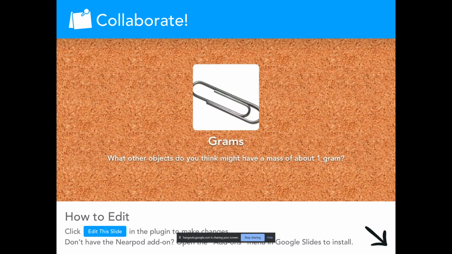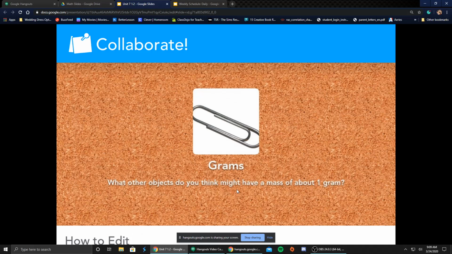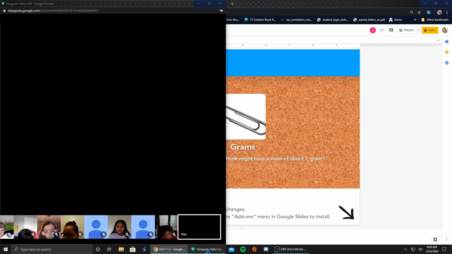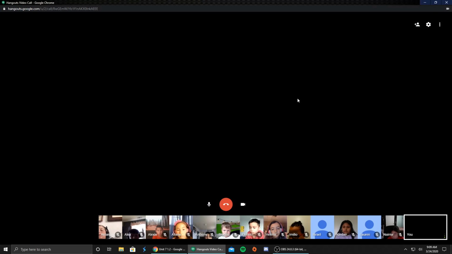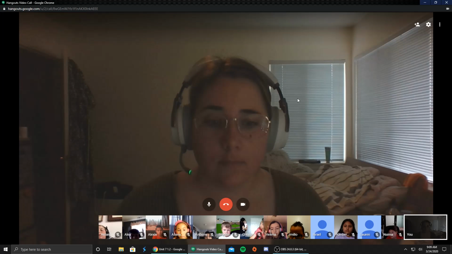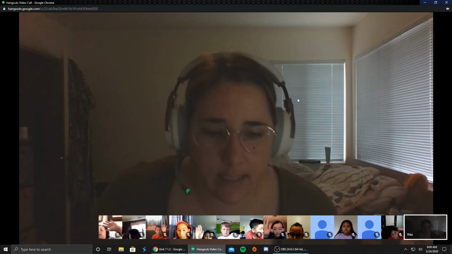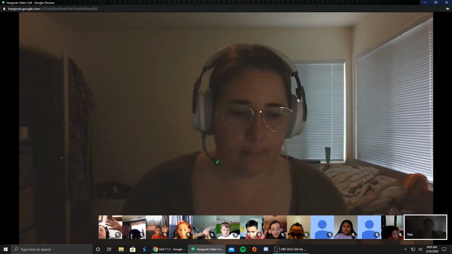Okay, so we don't have a collaboration board because I didn't put the Nearpod up there. But what I want you to do is I'm going to just get out of full screen mode, and I want to know if somebody would like to tell me what they think might weigh 1 gram. What do you guys think? What do you think might weigh 1 gram? If one paperclip weighs it. Helena, what else do you think might weigh a gram?